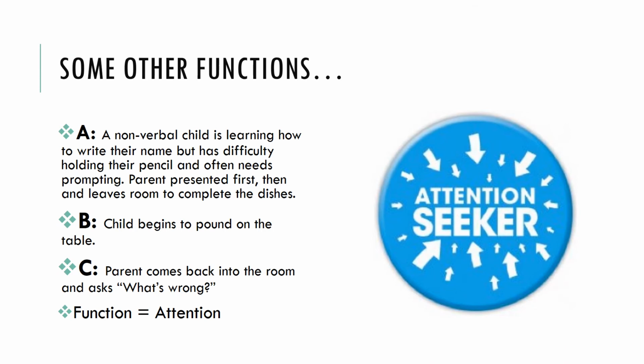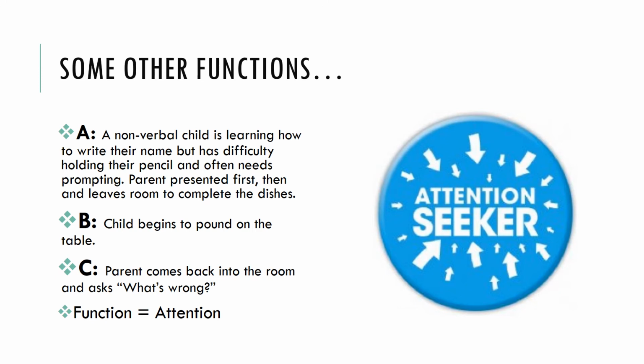Let's go ahead and take a quick look at attention as a function of behavior. So the antecedent here, or the first thing that occurs, is a nonverbal child is learning how to write their name, but has difficulty holding their pencil and often needs prompting. Parent presents a first then, and then leaves the room to complete the dishes. The behavior is pounding loudly on the table, which results in the consequence of the parent coming back into the room and asking, "What's wrong?"